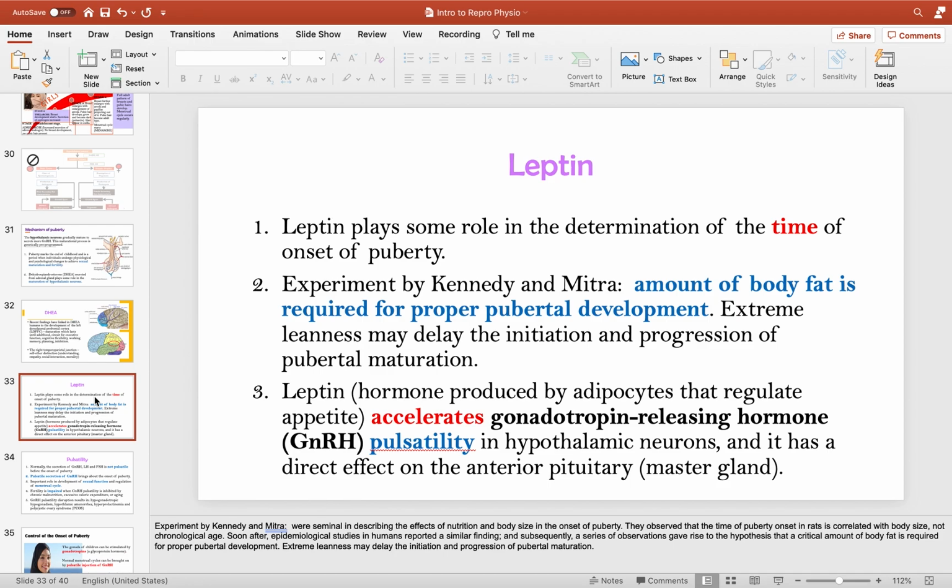And leptin also plays some role in the onset of puberty, where in an experiment by Kennedy and Mitra, the amount of body fat was required for proper pubertal development. Leptin also accelerates gonadotrophin-releasing hormone pulsatility in hypothalamic neurons, and it has a direct effect on the anterior pituitary master gland.